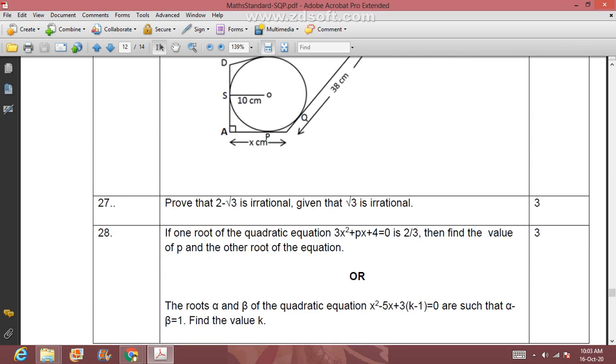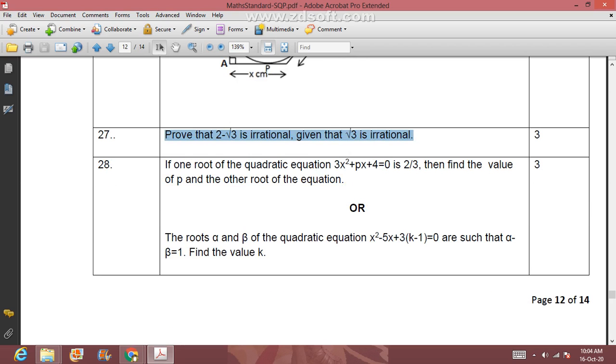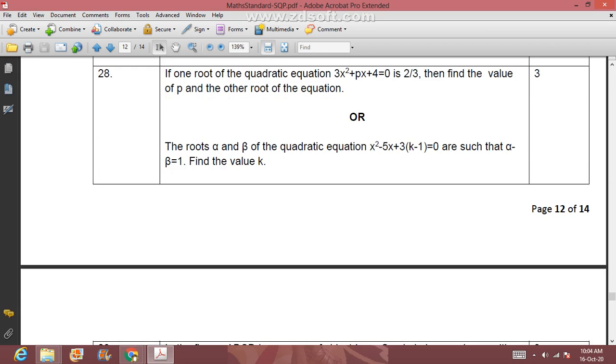So from question number 27, 3 marks questions are there. 7 questions, 3 mark questions. Prove that 2 minus root 3 is irrational given that root 3 is irrational. The questions are very easy. These questions we saw earlier also for 3 marks. Okay. The roots alpha and beta of a quadratic equation are such that alpha into beta is equal to 1. Find the value of k.